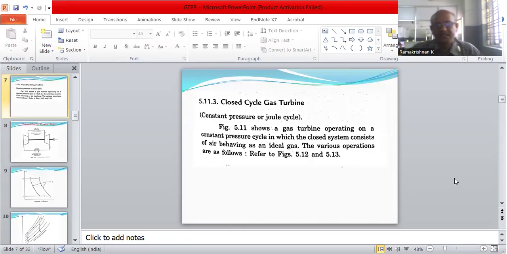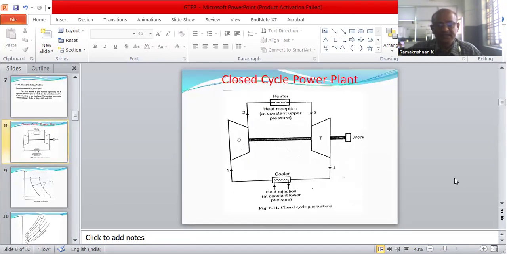Next, let us discuss the closed cycle gas turbine. Here is the schematic diagram of the closed cycle plant. After the expansion, the hot gas is not released to the atmosphere; rather, it is given again to the compressor through a heat exchanger. Here the heat is rejected and the low temperature gas goes to the compressor.